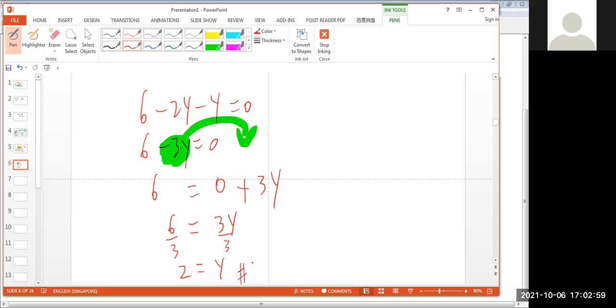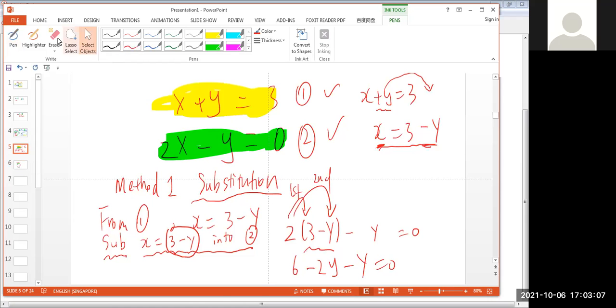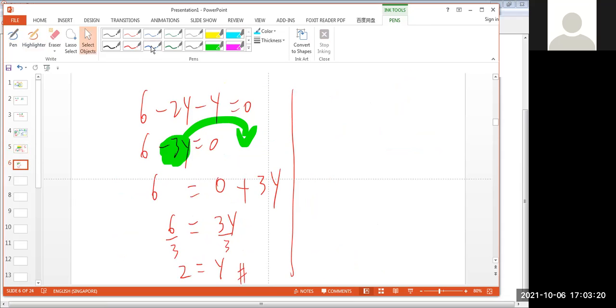So far, so good? Yep. So once you get y equals 2, if you look at the question just now, can you see x is equal to 3 minus y here, right? Over here. You see? x is equal to 3 minus y. So we write x equals 3 minus y.